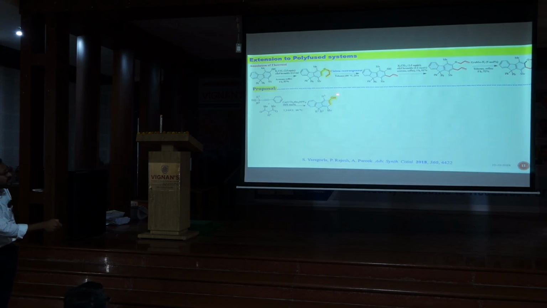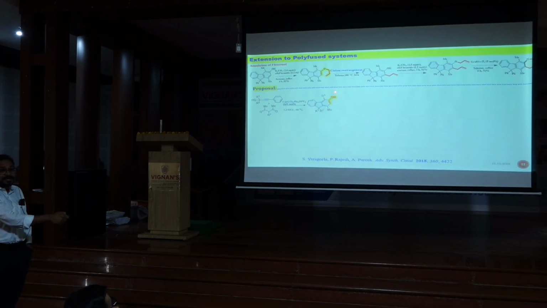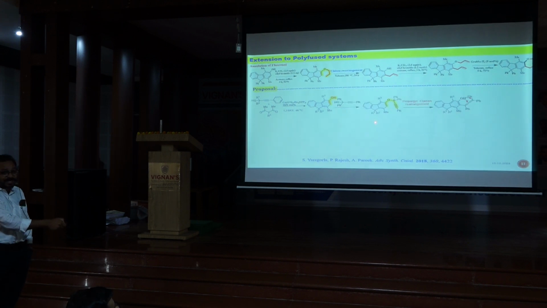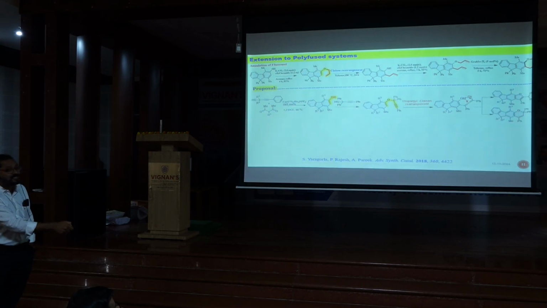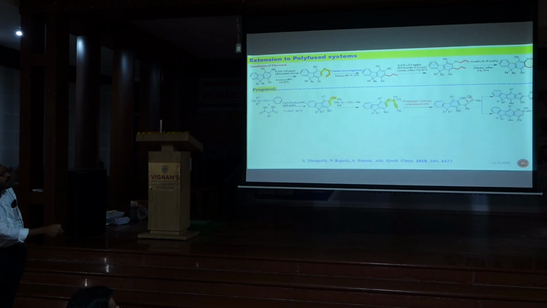But if you see, still there is an enol here. If I add one more propargyl alcohol to that, we can generate a propargyl ether again. Therefore, that will undergo propargyl-Claisen rearrangement to give a tetracyclic scaffold. Let it be this or this, that doesn't matter. But still, we should be able to make this scaffold in a single pot.